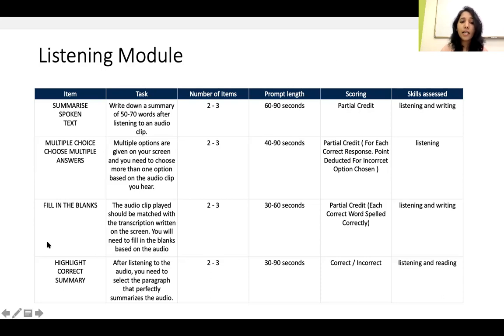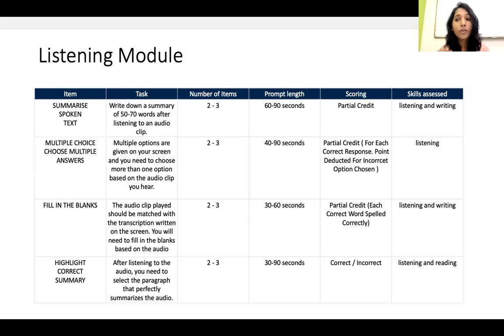The next question type after multiple choice, multiple answer is fill in the blanks. This is a very straightforward kind of question. Again, an audio is played because it's your listening, so your question is always in the form of an audio. The transcript of that audio is displayed on your screen, and the passage contains blanks.